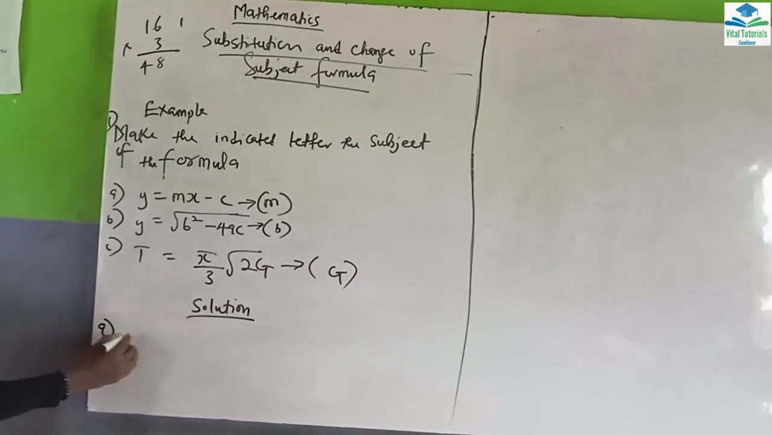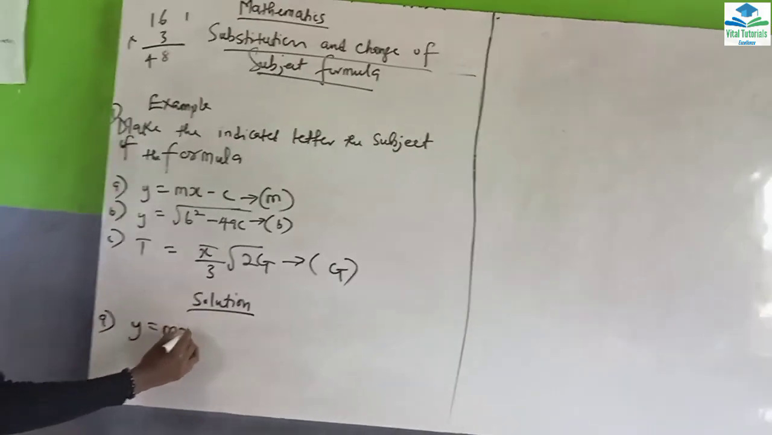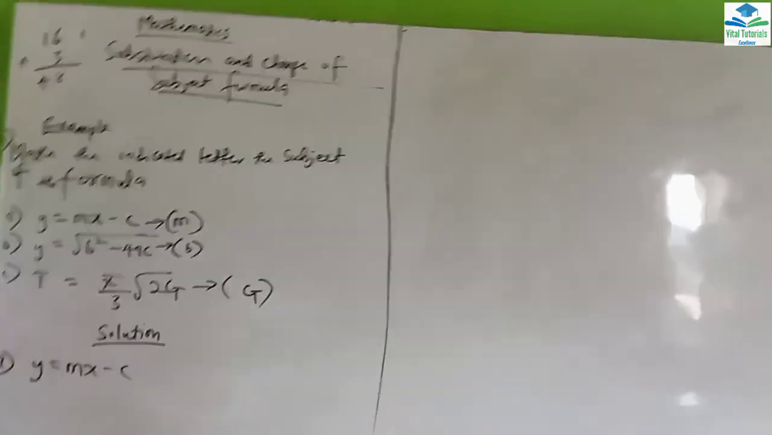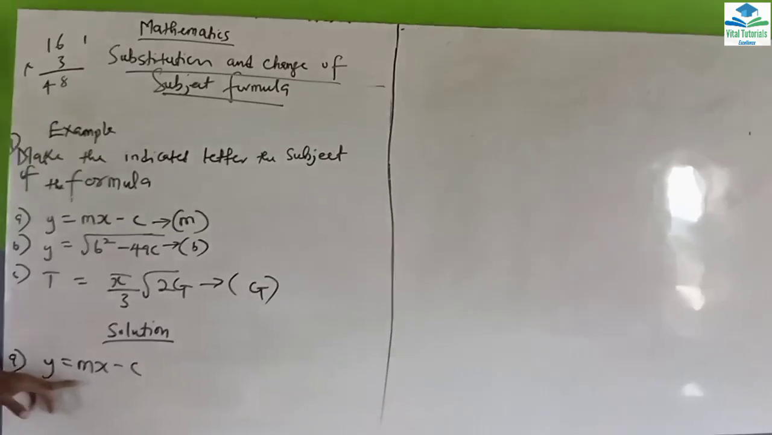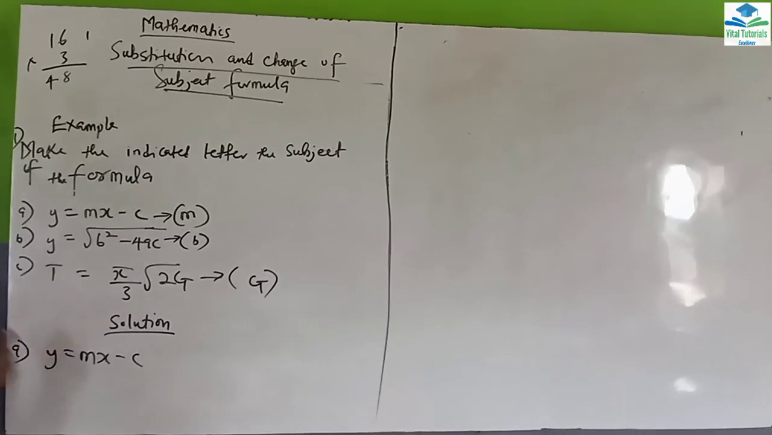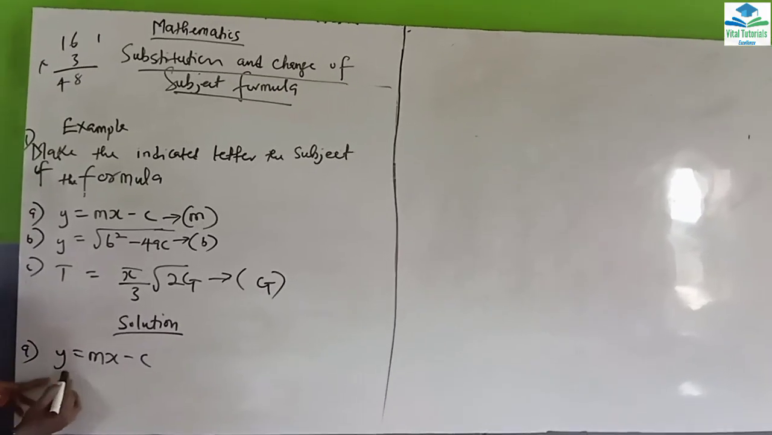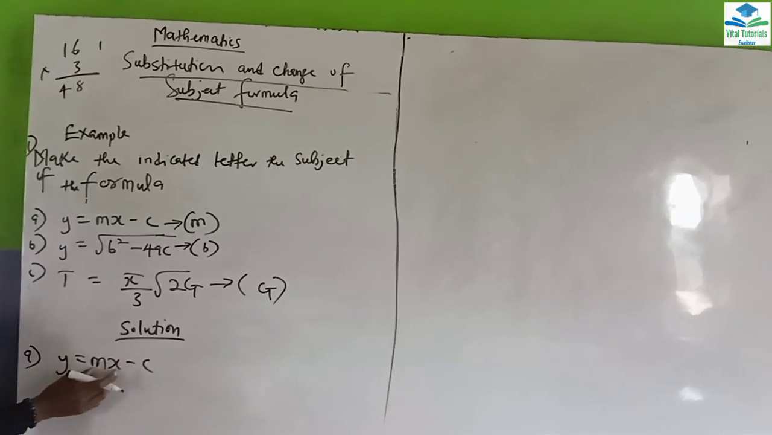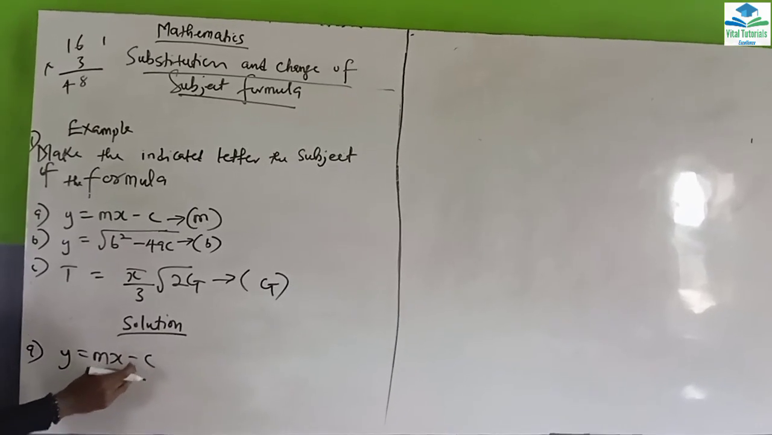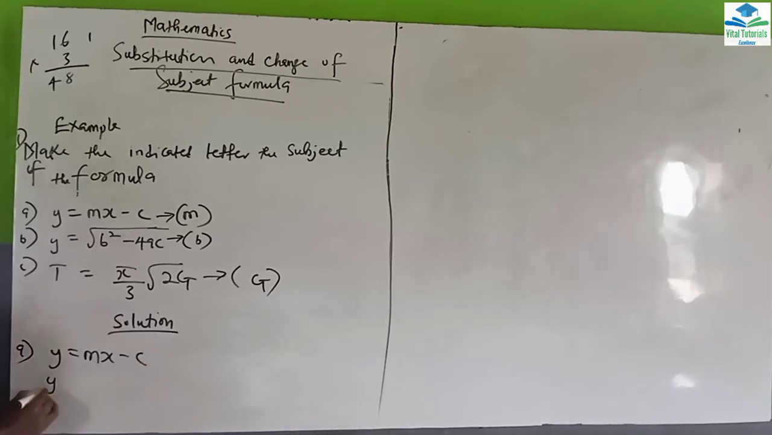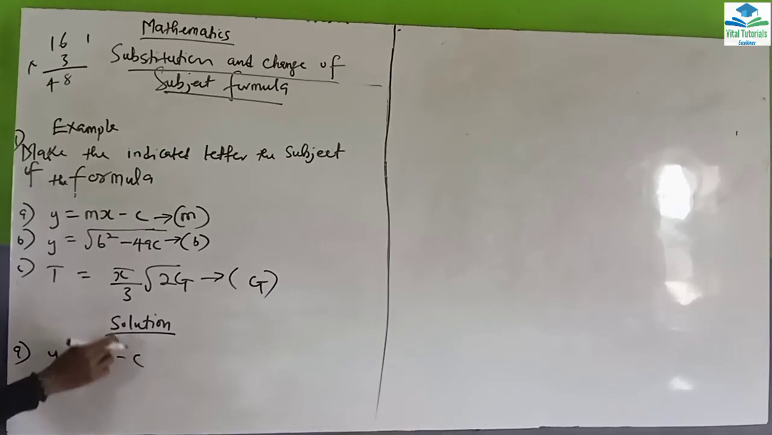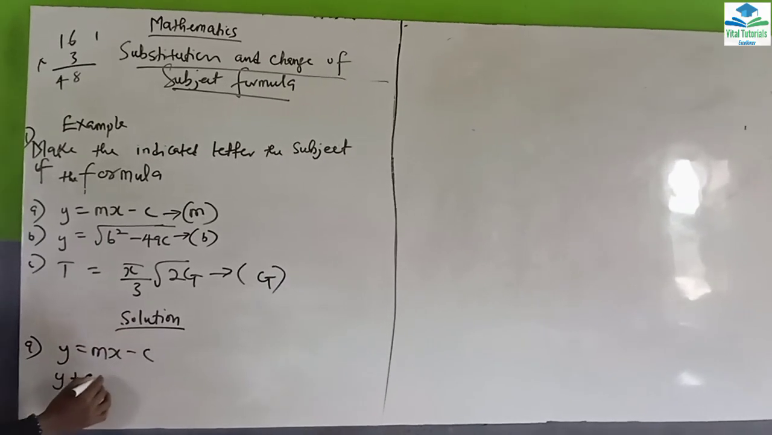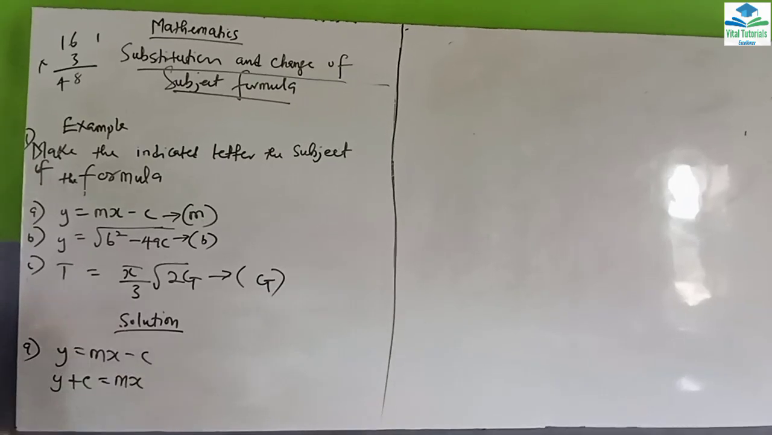Now let's start from the first one, y equals mx minus c. What it means to make m the subject of the formula is that you let m be standing alone. Let this m be alone here, equal to every other thing. So first thing you do, you move minus c to this side. Y equals, when minus crosses the equality, it becomes plus c equals mx.